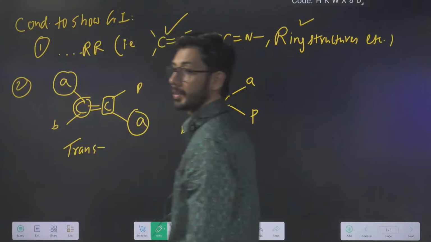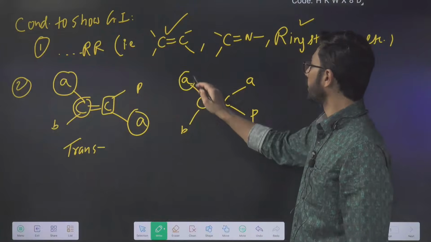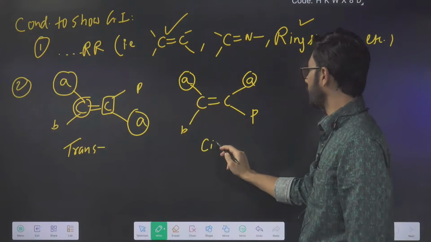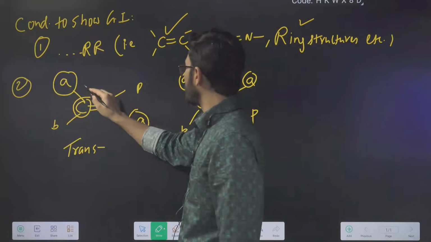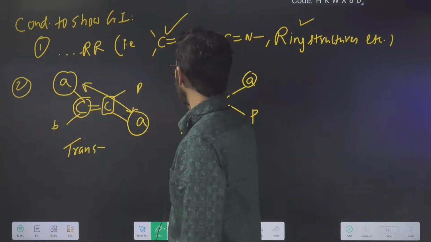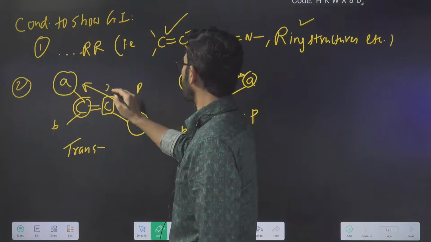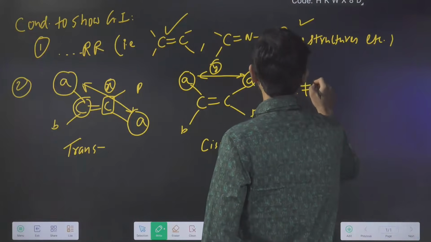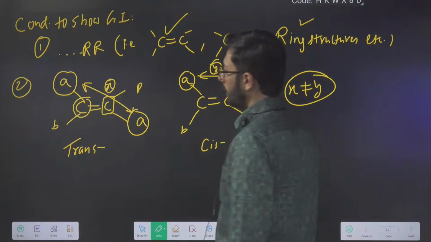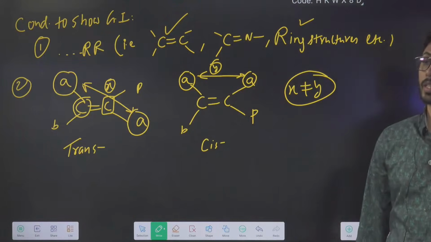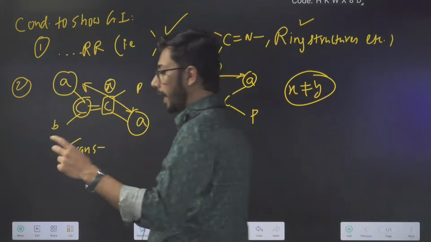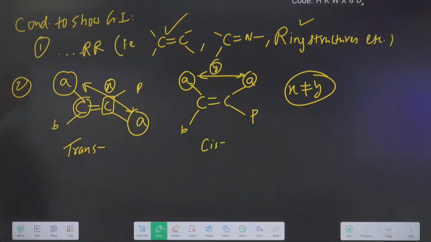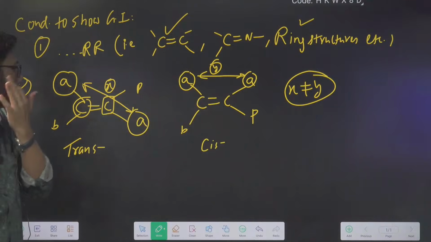Trans isomer. And when similar groups are on the same side, they are the cis isomer, and the distance between those groups always changes. Suppose it is x distance and it is y distance. So x will not be equal to y in cis and trans isomer. Distance always changes between any two groups on each end of the restricted bond in the two isomers.